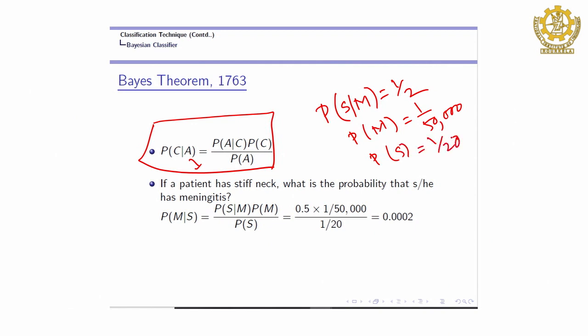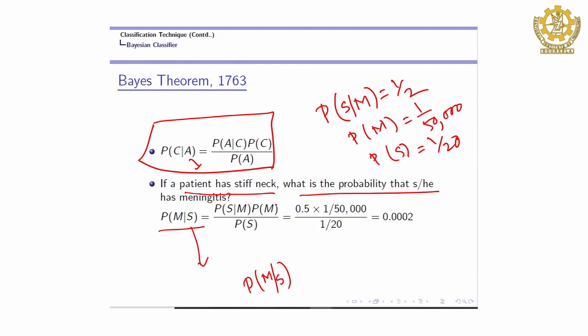Now, we want to find, if a patient is having a stiff neck, what is the probability that the patient is having meningitis. So, we have to find the probability of meningitis when the patient is having a stiff neck. It is the same problem here.